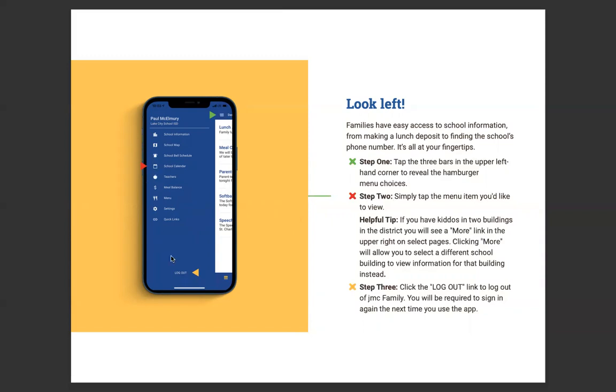Helpful tip, if you have kiddos in two buildings in the district, you'll see a more link in the upper right on select pages. Clicking the more will allow you to select a different school building to view information for that building instead. Step three, click the logout link to log out of the JMC Family app. You will be required to sign in again the next time you access.